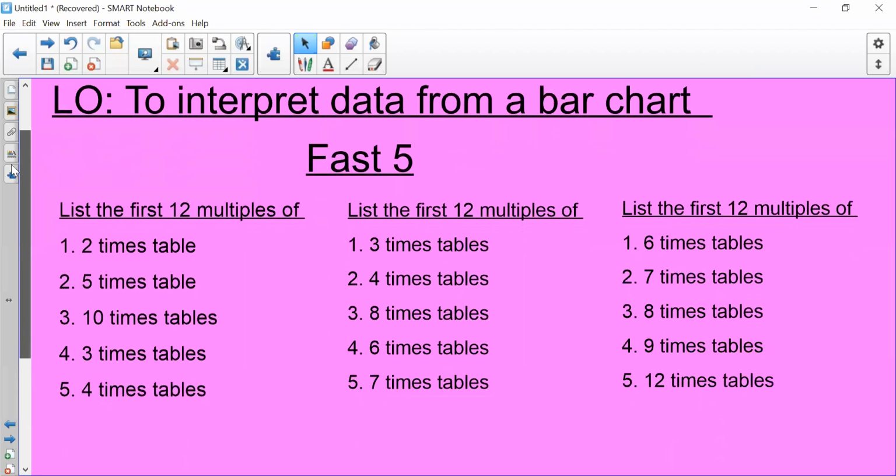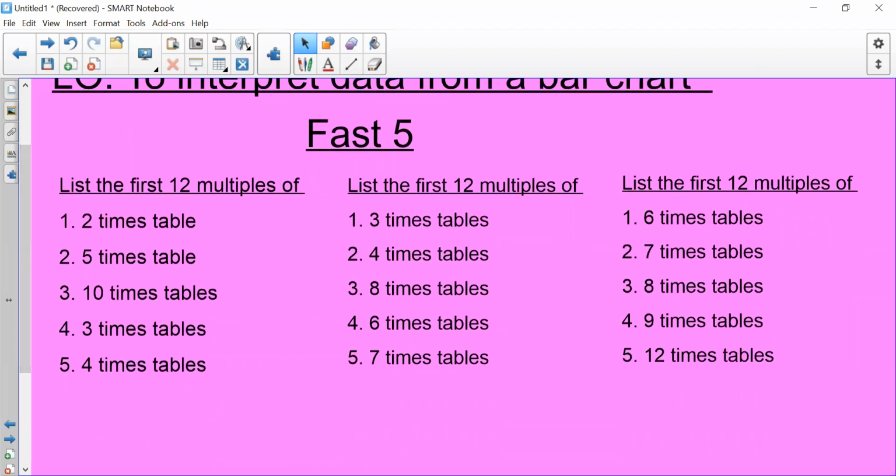So our Fast Five today is times table based. So I would like you to have a look at the times table challenges and pick one that suits you. I'd pick one that you don't know completely. You know it's going to challenge you, because if you know you can do it easy breezy, there's no point. That's not going to teach you anything, okay?